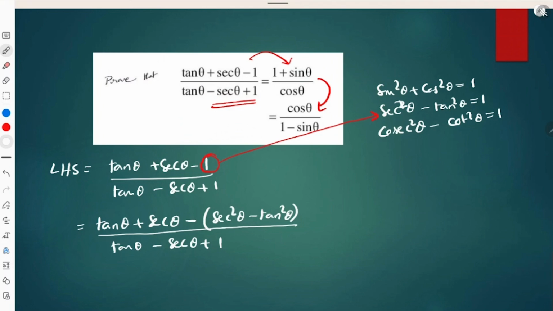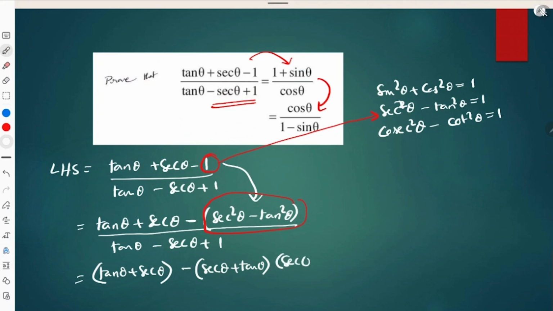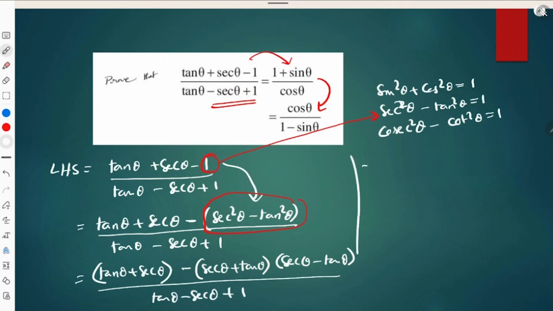Denominator, let us not change anything. Numerator, only that you are changing like this. Denominator, no need to change. Now, if you factorize this expression, a square minus b square is a plus b into a minus b. So tan theta plus secant theta minus secant theta plus tan theta into secant theta minus tan theta. A plus b into a minus b by tan theta minus secant theta plus 1. Now, that comes out.